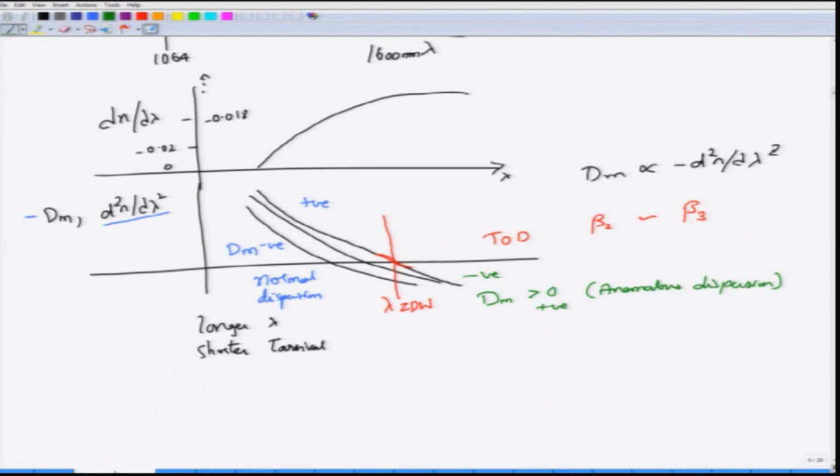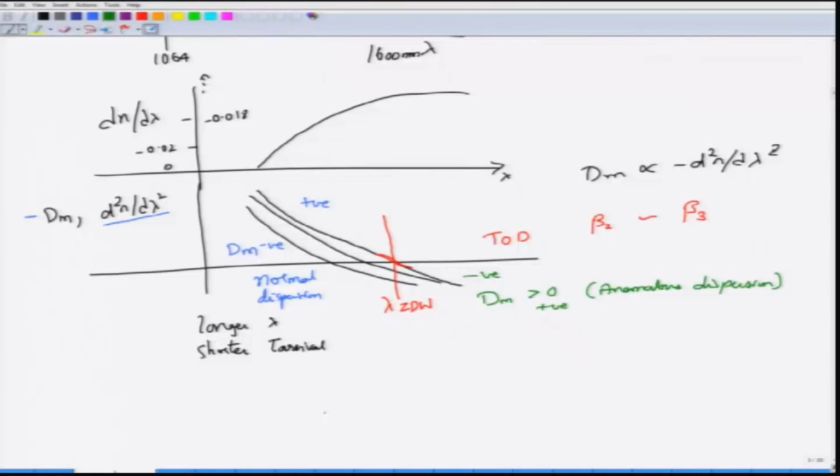Of course, initially only. If you take the length of anomalous dispersion to be very large, then eventually, because of the chirping, you will start to see that the pulse becomes broadened. But at least in a small section of the fiber, you can compress the pulses. In fact, this is quite widely used for pulse compression, and it is also the region where you can find soliton propagation in the fiber. So this anomalous dispersion region is characterized by a positive value of dm or a negative value of d square n by d lambda square.